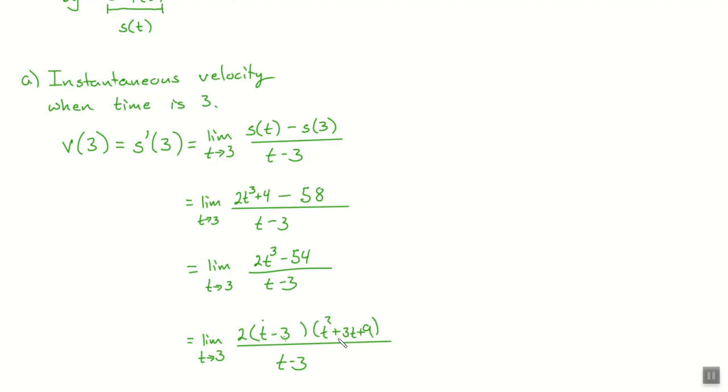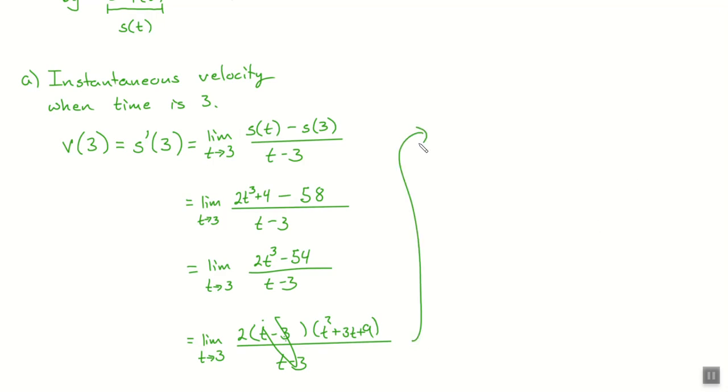T minus 3 and t squared plus 3t plus 9. Something convenient happens, right, Kalisha? When I write this factorization, something real convenient just happened. The t minus 3s, they did what? Good call. Cancel. I don't know why I was expecting it.